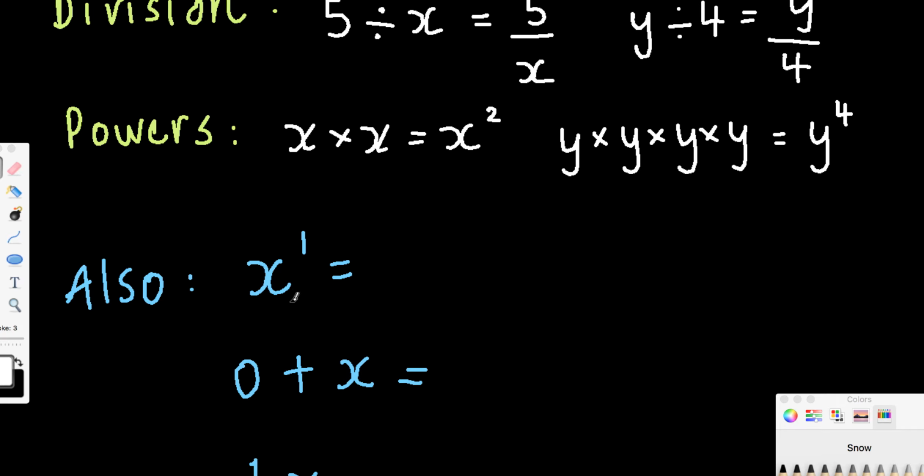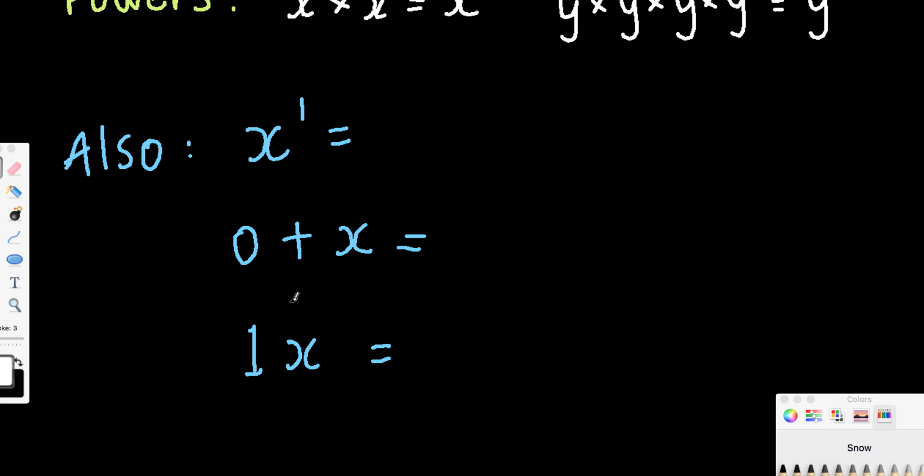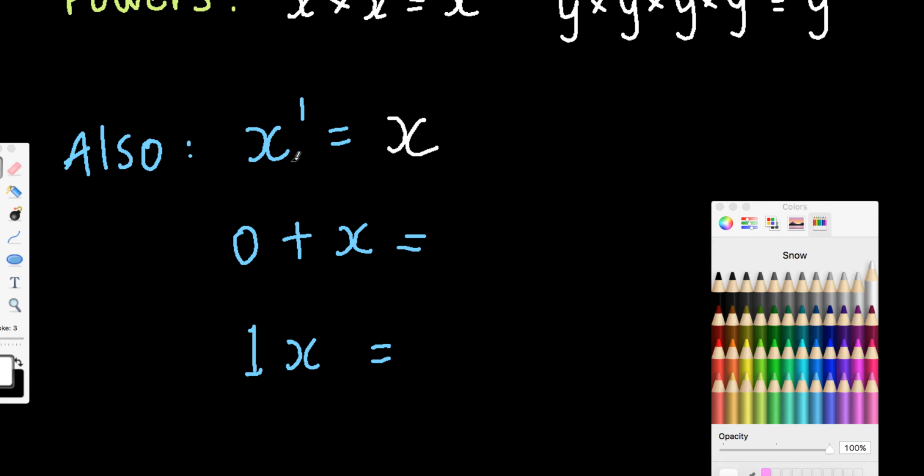Just finally, there's these ones here. If we've got any number raised to the power of 1, that's just the same as that number on its own. So we don't tend to write to a power of 1. Likewise, if you've got something like 0 plus x, well, that 0 there just cancels out. It's like saying we're adding nothing to the x, so what we're left with is x. Finally, this one here, this is saying 1 times x, so one group of x, which again is just x.